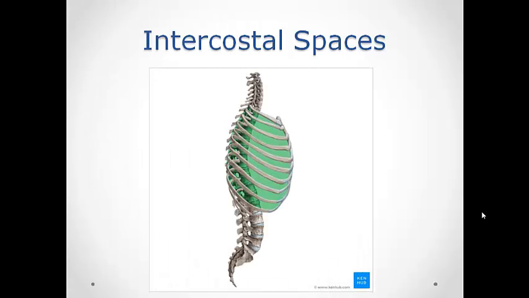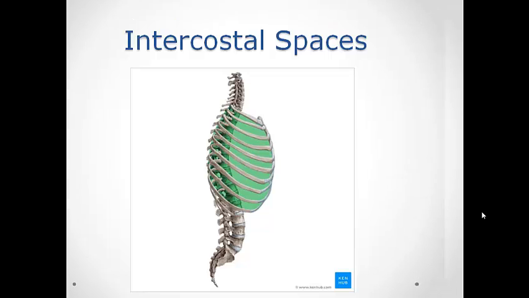Now, this picture is just showing you the location of the intercostal spaces, which is anything that is colored in green here. Like I said, these are the spaces that are found in between the ribs.